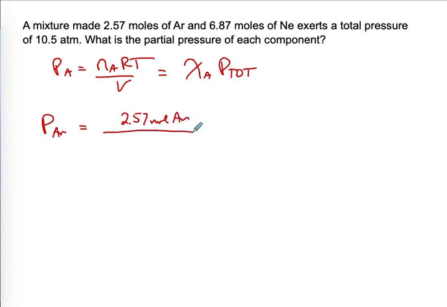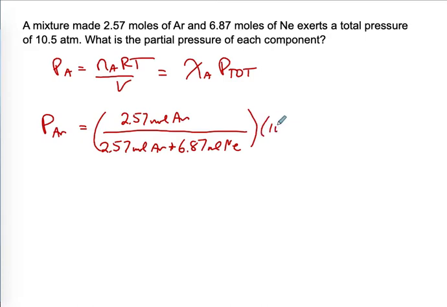divided by the total moles, which would be the moles of argon plus the moles of neon, all times the total pressure of 10.5 atmospheres. And that gives me 2.86 atmospheres of argon. I can calculate the partial pressure of neon in the same way.